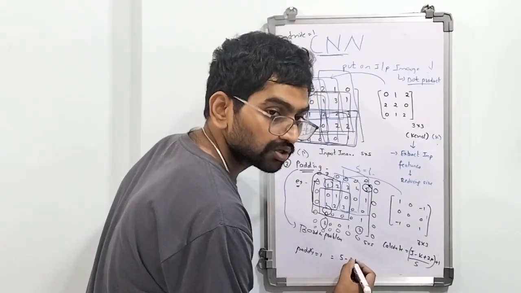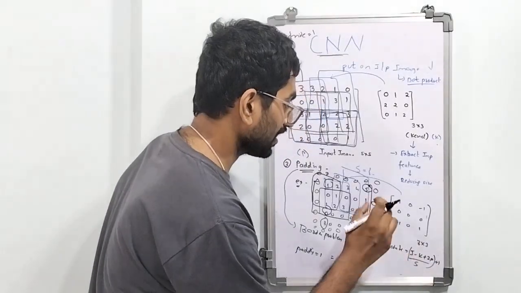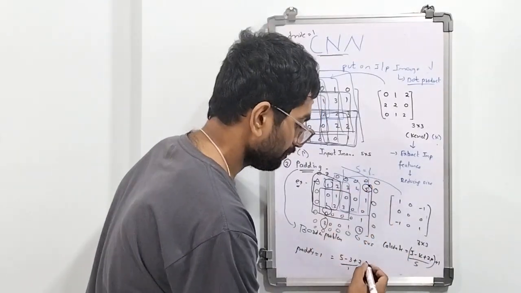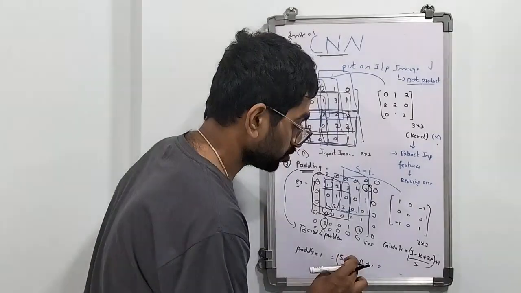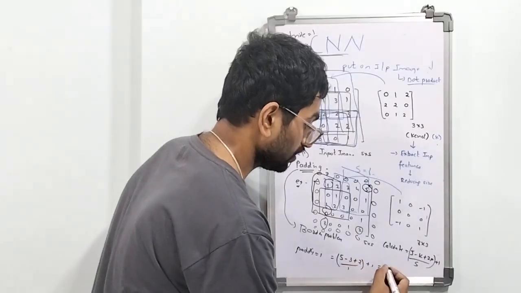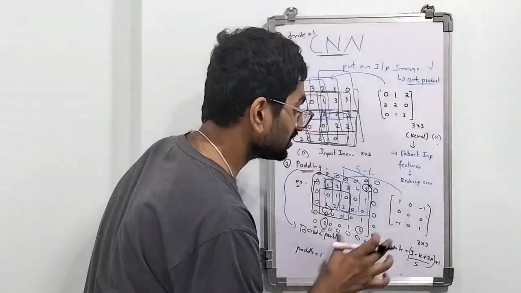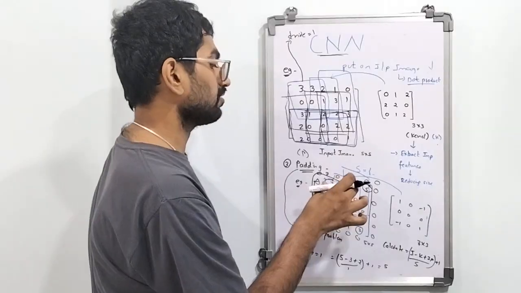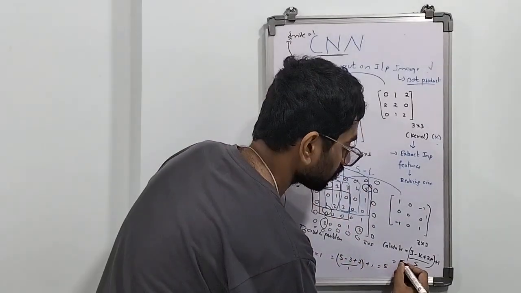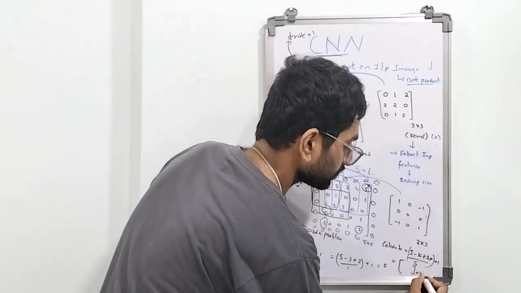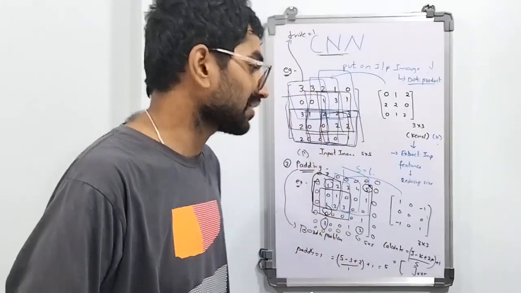What is the padding? 2 divided by the stride value. Here I kept the stride value as 1, plus 1. So what will be your value? 2 plus 2 is 4, plus 1 is 5. So after doing the multiplication of all the dot products, you will get a 5 cross 5 matrix. This is how padding is calculated.